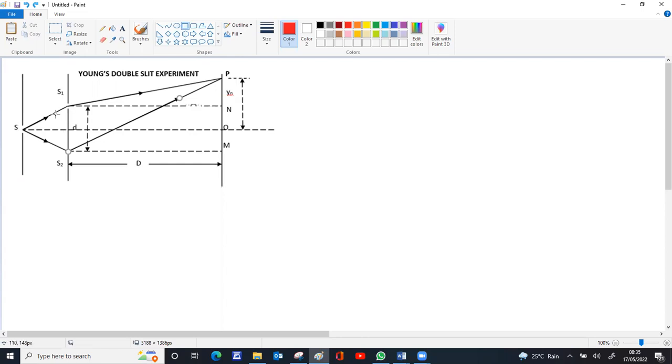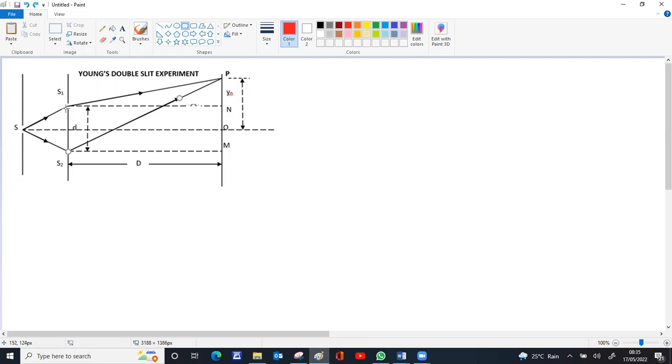The distance from S to S1 is taken equal to S to S2 in the normal case. There may be differences, as shifted up or down, but the general derivation takes SS1 equal to SS2. So this light comes out and spreads. They will interfere and form the pattern on the screen. This is a screen kept at a distance capital D from the plane of the slits. The distance between S1 and S2 is d.